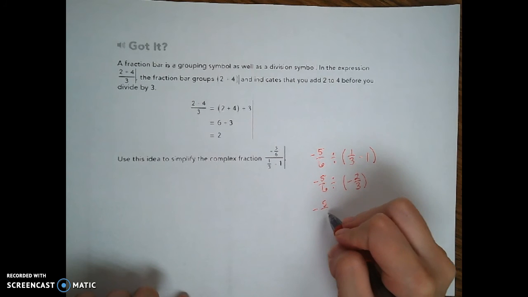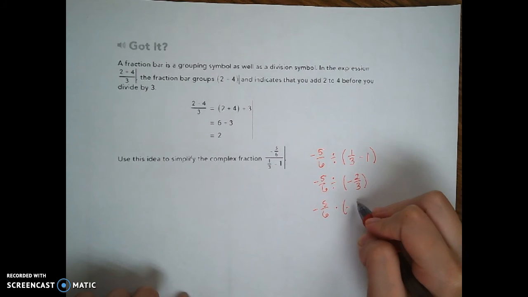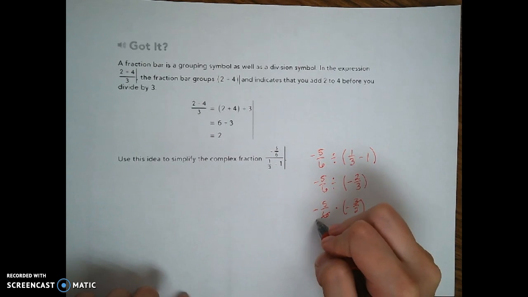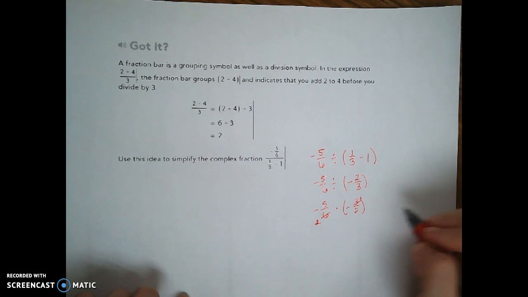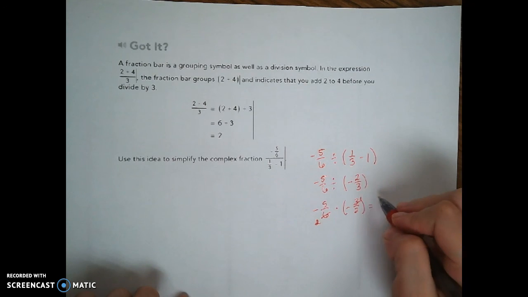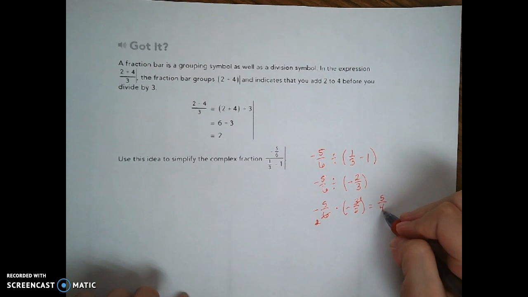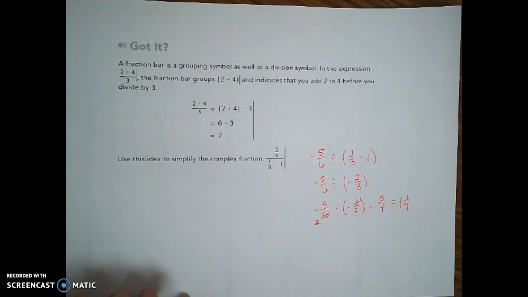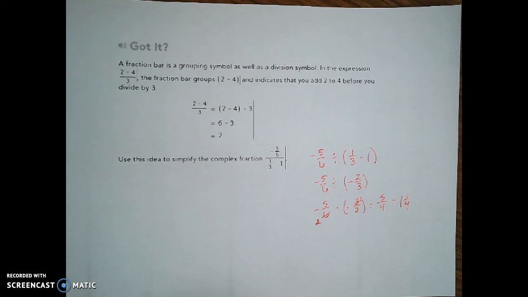I only have one operation left, so -5/6 times -3/2. Simplify where we can, which we can. We're going to make the 6 and 3 into a 2 and a 1. And then I have a negative times a negative, so my answer will be positive. 5 times 1 gives me 5. And then I have 2 times 2 gives me 4, and I can rewrite that as 1 1/4. So this complex expression is the same as 1 1/4.